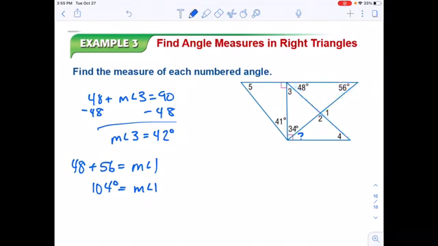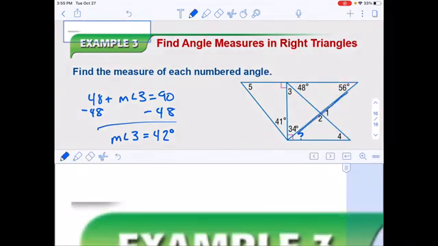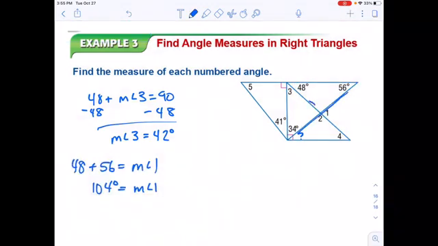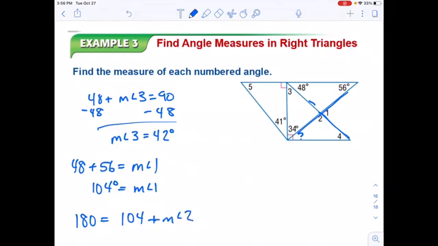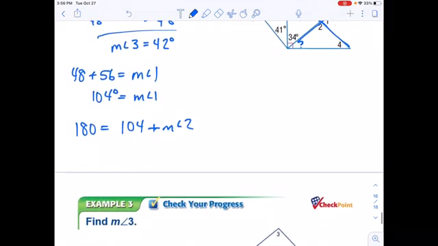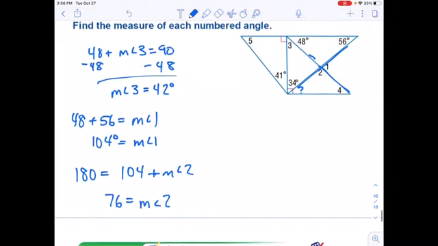Angle 1 and angle 2 are a linear pair. So I know they form a straight line, which means I can take 180 equal to 104 plus the measure of angle 2. I can solve here and I get 76 is the measure of angle 2. Now I need to solve for 4 and 5 as well.